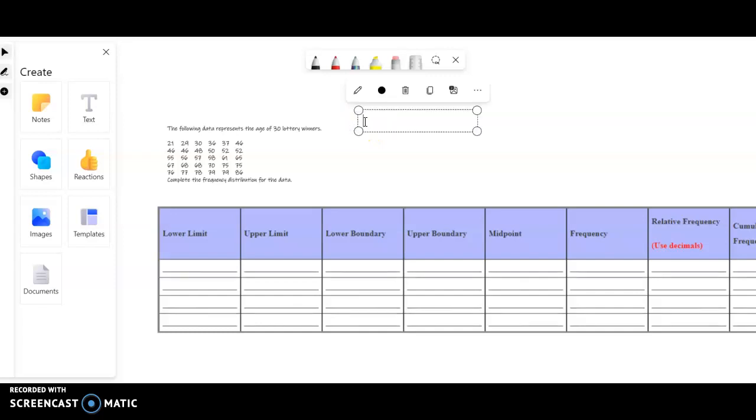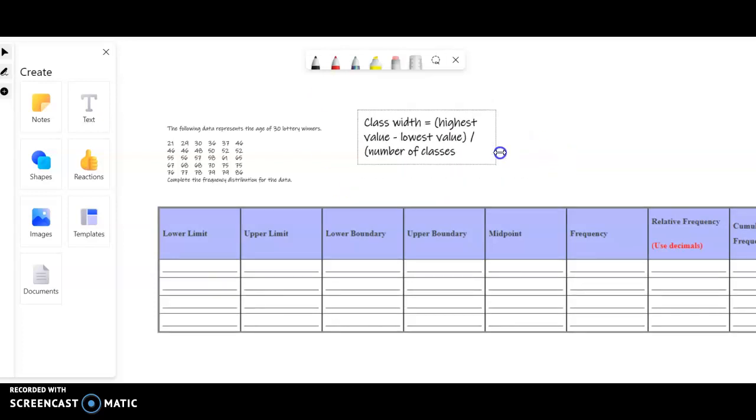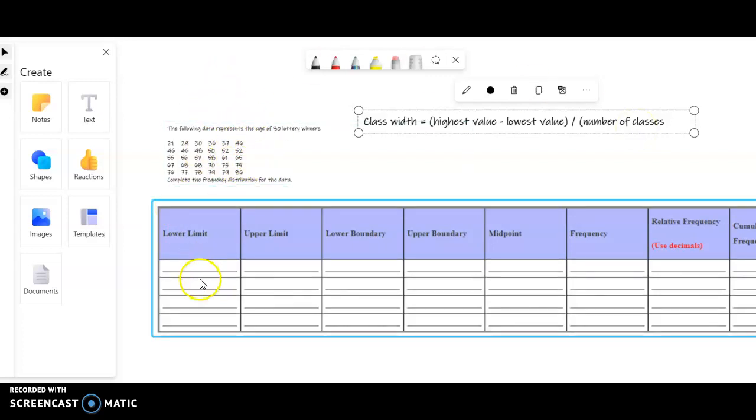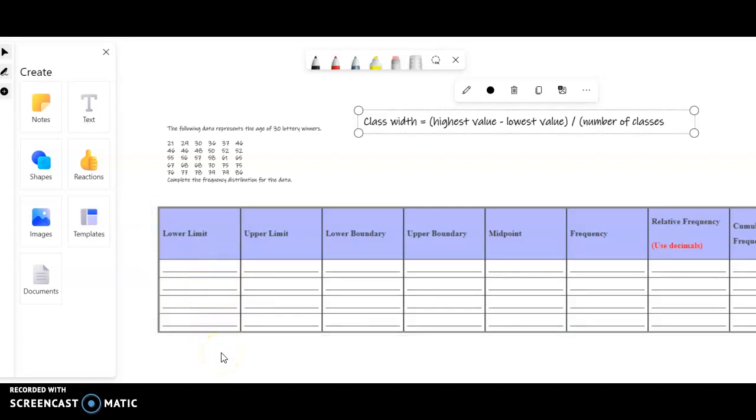So the first thing that you're going to need to calculate is something called the class width. And the class width is always found by finding the highest value on your list of numbers, subtracting off the lowest value on the list of numbers, and then once you get that number, dividing by your number of indicated classes. Let me make this bigger. Okay, so you're going to do highest number on your list minus lowest number on your list divided by the number of classes that are indicated. Now, sometimes the number of classes is listed in the problem. Sometimes you just have to look at your table and see how many rows you have, okay?